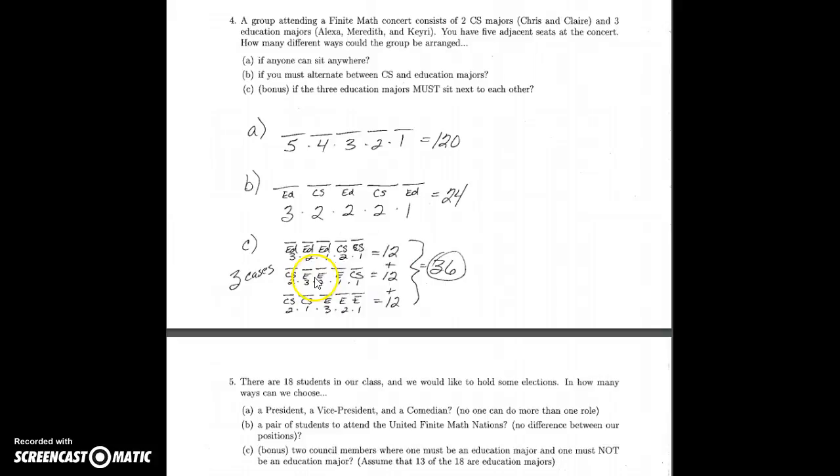We get another 12 by this plan, another 12 by this plan. None of these plans are the same, notice. They can't be the same because the 3 eds are in different places here. So we total that up for 36 different seating arrangements.